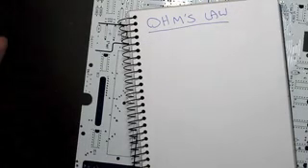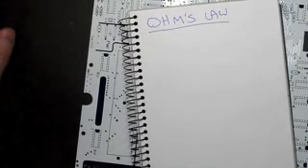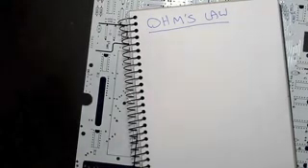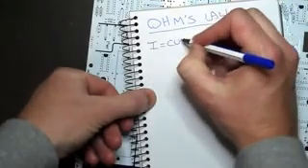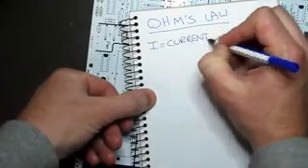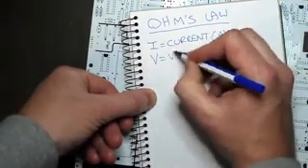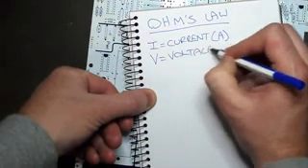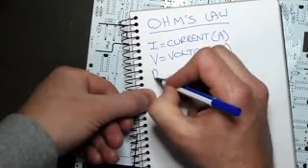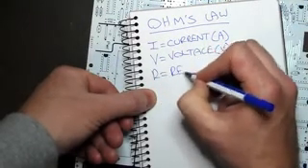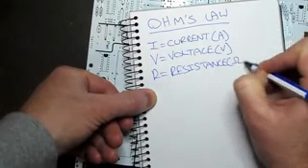Ohm's law states that current is directly proportional to voltage and inversely proportional to resistance. So, current, which is measured in amps, is directly proportional to voltage, which is in volts, and inversely proportional to resistance, which is in ohms.